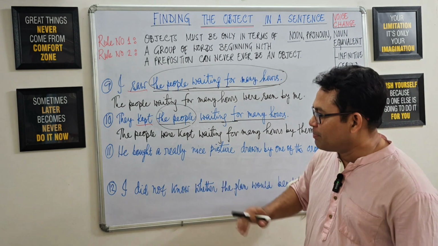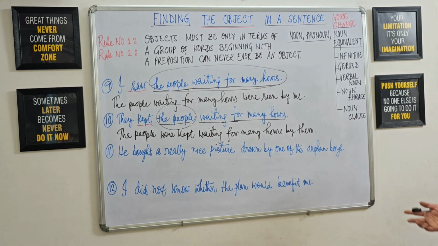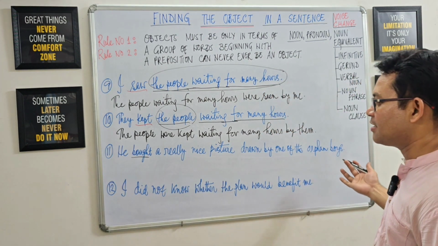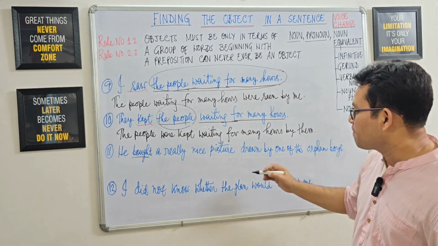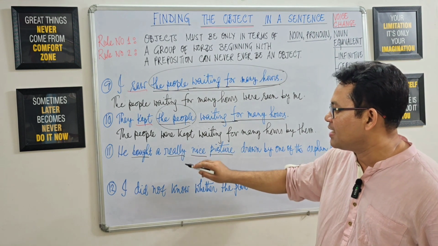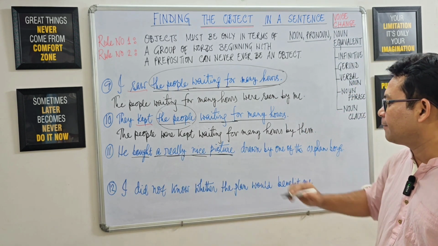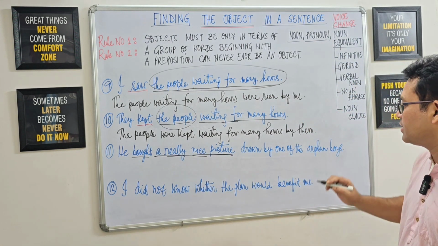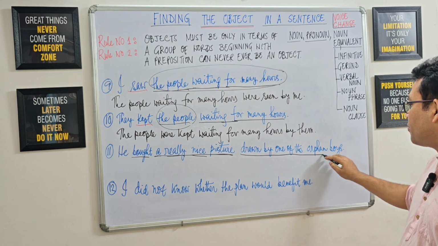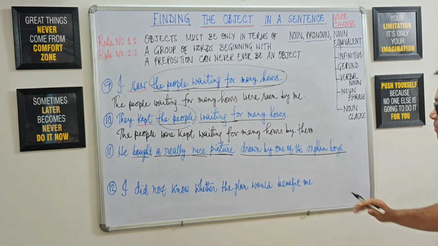Then look at example number 11. He bought a really nice picture drawn by one of the orphan boys. Let us consider this sentence. The verb is bought, after which we will get our object. So here, picture, noun, nice adjective, really adverb, a determiner. So it is a single segment. Noun phrase. Then drawn by one of the orphan boys, past participle, adjective phrase.